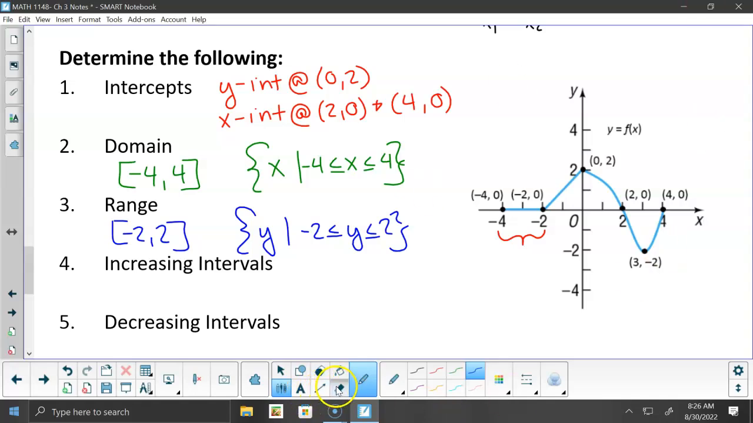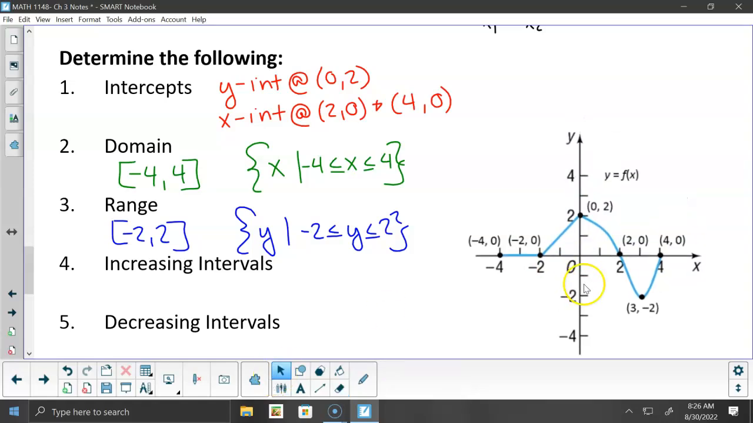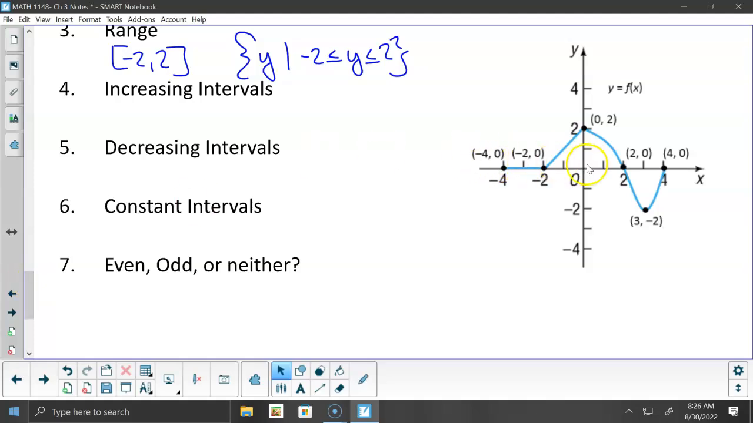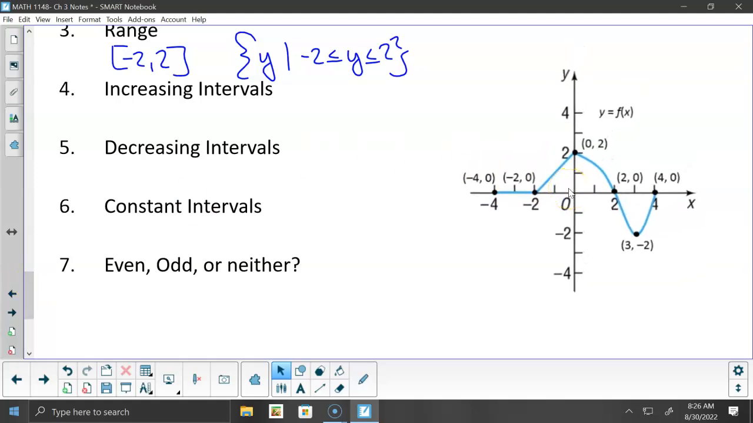So up next, and I'm just going to scroll a little bit and move this thing down so we can see the ending of it. I've got increasing, decreasing, and even and odd intervals. Or constant and then even, odd, or neither. So where do you want to start? What's the easiest one? Constant. So I've got constant happening from here to here. All right, so my constant interval is going to be -4 to -2.